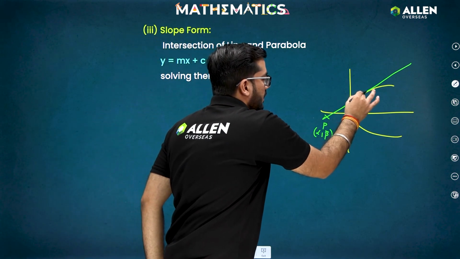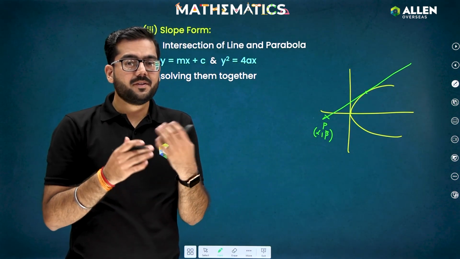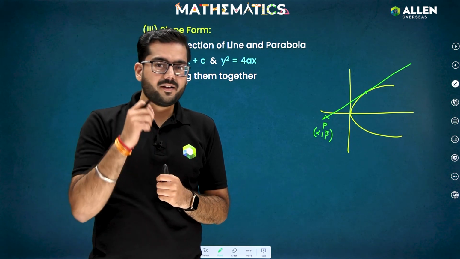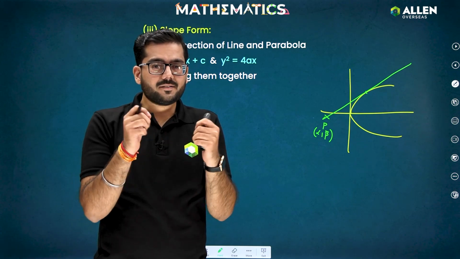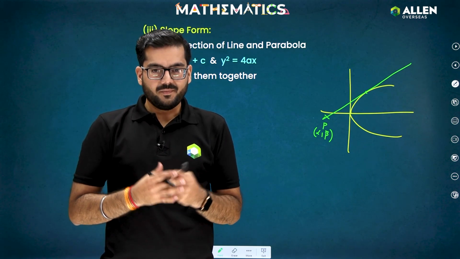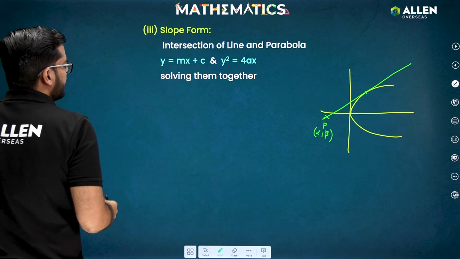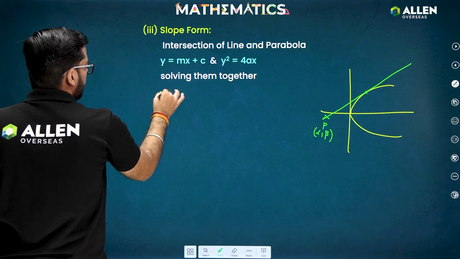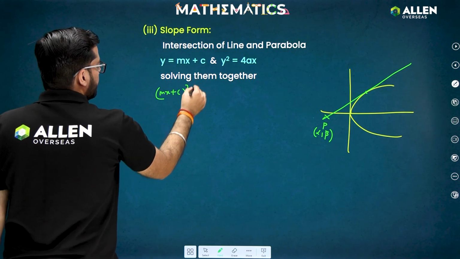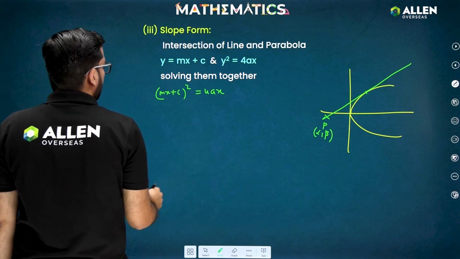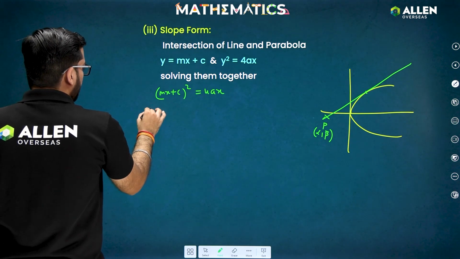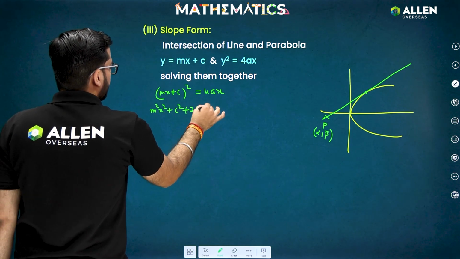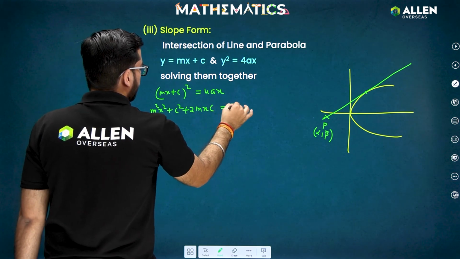And at this point of contact, when we solve these two, we will get a quadratic equation in terms of x. And my concept is simple. At this point, my discriminant must be equal to 0, isn't it? So here I am going to apply this concept. y is equal to mx plus c, I am going to put here first of all. So here you will get (mx plus c) whole square, which is equal to 4ax. Now here you can do the simple square, then you will get m square x square plus c square plus 2mx into c is equal to 4ax.